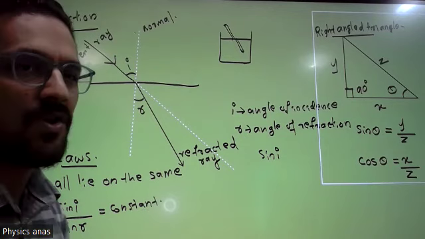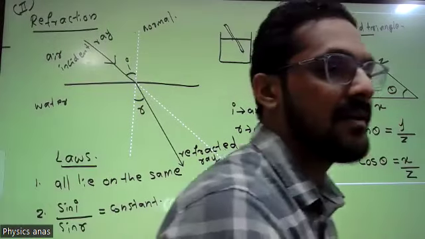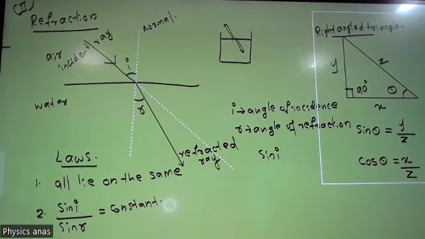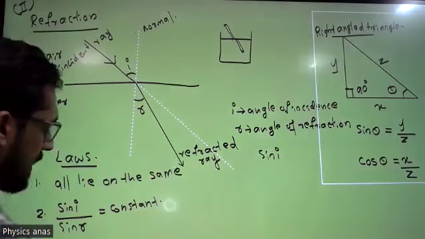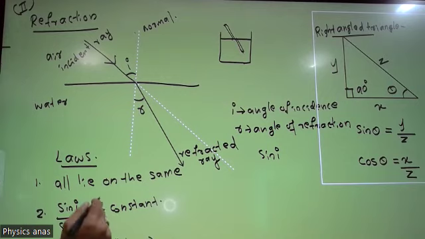There's a name. This law is called Snell's law. You don't have to write the name in the 10th standard. Snell's law: sin i by sin r will be a constant. How can you define it? How can you make it into a law? How can you make it into words?